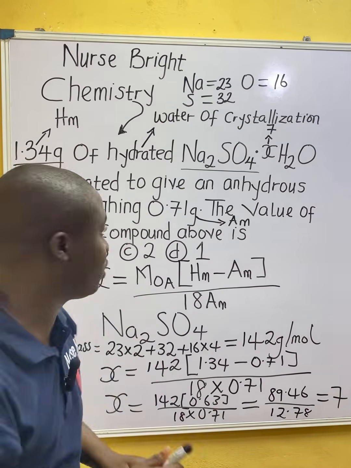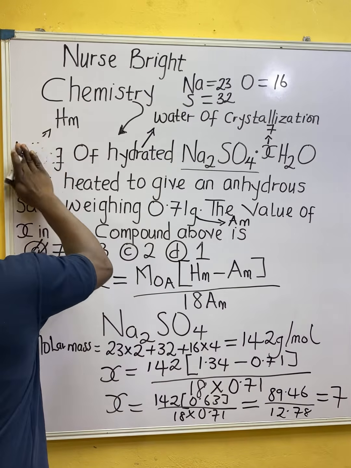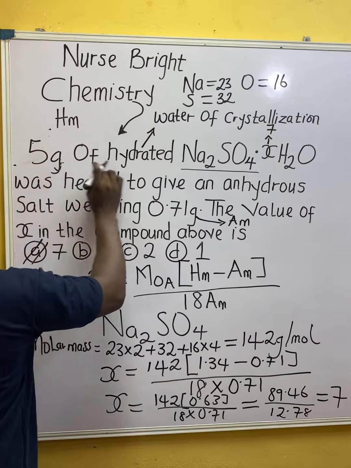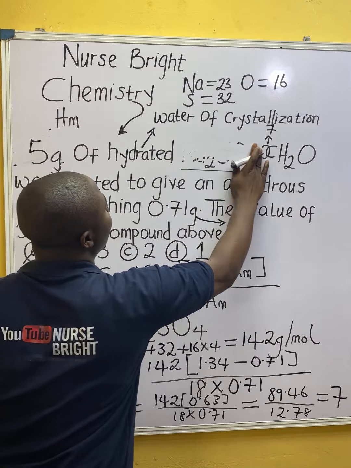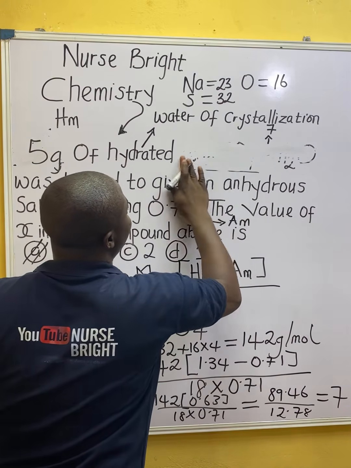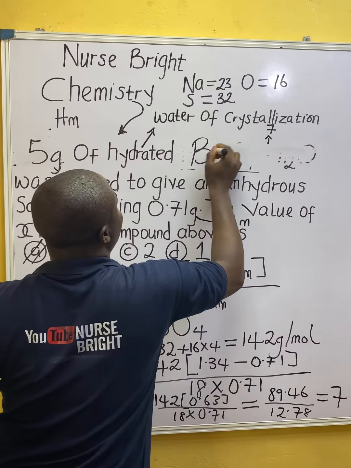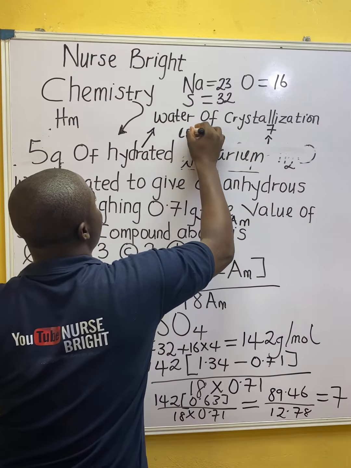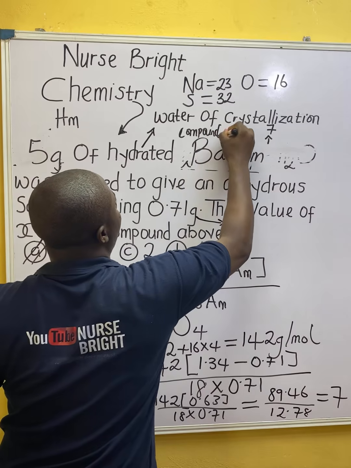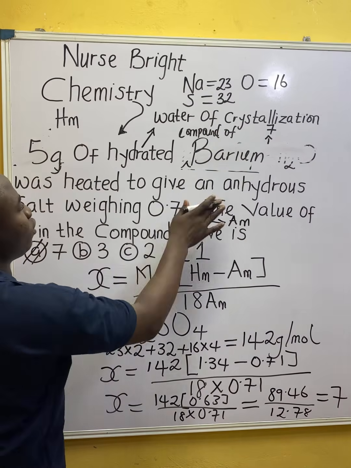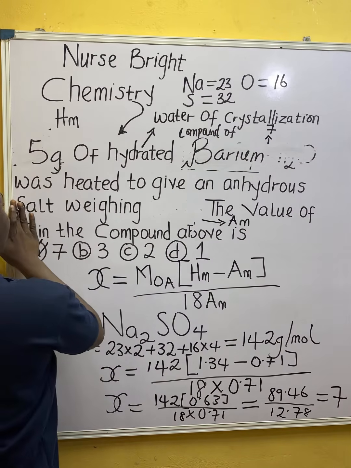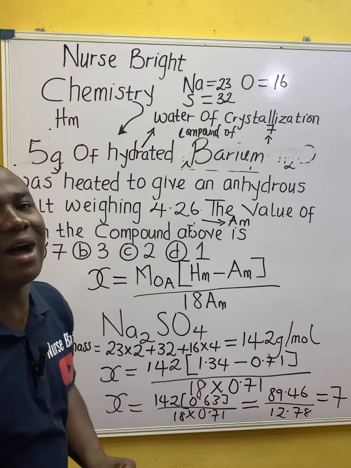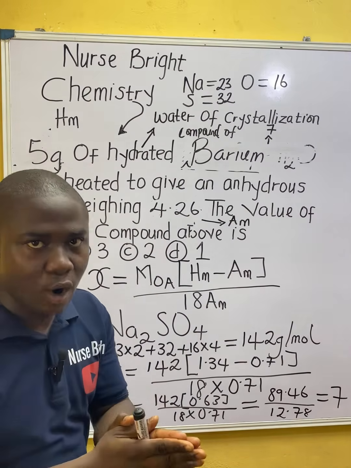Here's your own practice question. Here at first, that was 1.34. I'm going to change it to 5 grams of a hydrated compound of barium. So in this case, I'm going to change the compound to barium. Hydrated compound of barium was heated to give 4.26. So you will still calculate the value of X in barium as seen here.